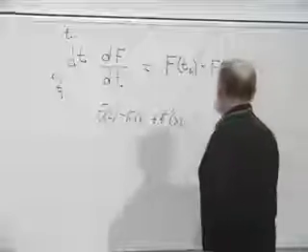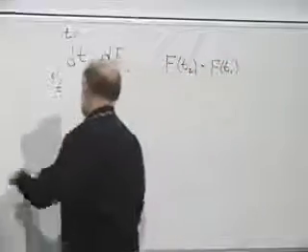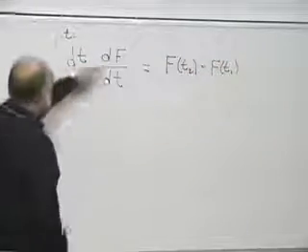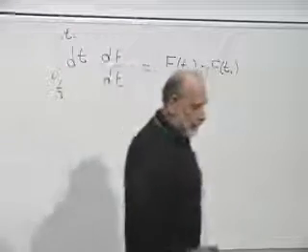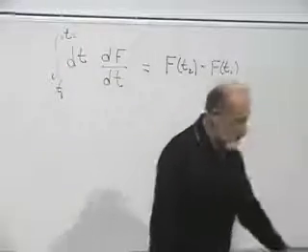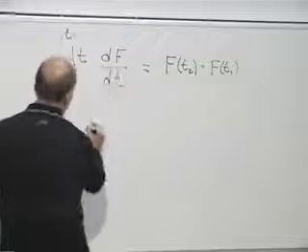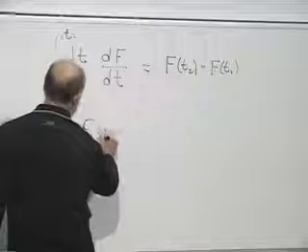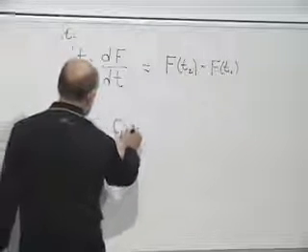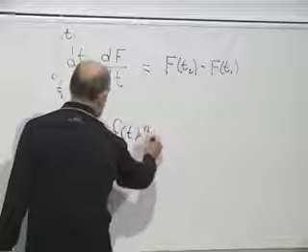That's number 1. Now, step number 2. Let's suppose the function f is actually the product of two functions. F is equal to the product of little f of t times g of t.